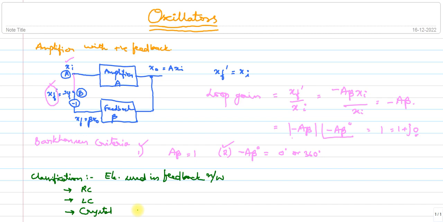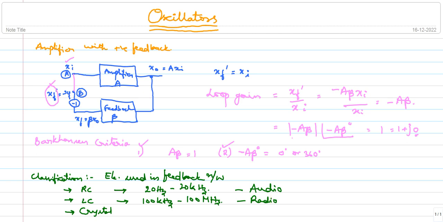As the name indicates, in an RC oscillator, R and C elements are there, and these can generate signals in the audio frequency range, that is, 20 hertz to 20 kilohertz. And for LC, the feedback network contains L and C elements, and these can generate signals in radio frequency, that is, 100 kilohertz to 100 megahertz. So this is audio frequency and this is radio frequency.